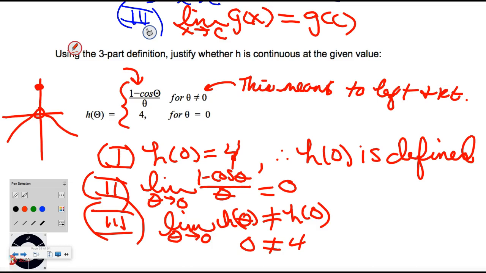So now answer the question. So what's the answer to the question? Therefore, the limit, h is not continuous, but you have to tell me what? At. It's actually continuous everywhere on the whole number line except at 0. So make sure you tell me, therefore not continuous, at h equals 0.